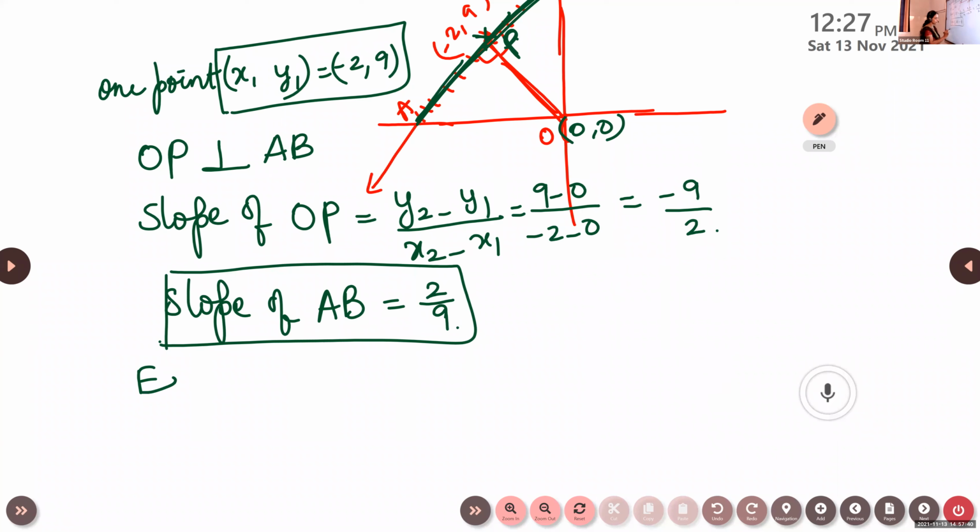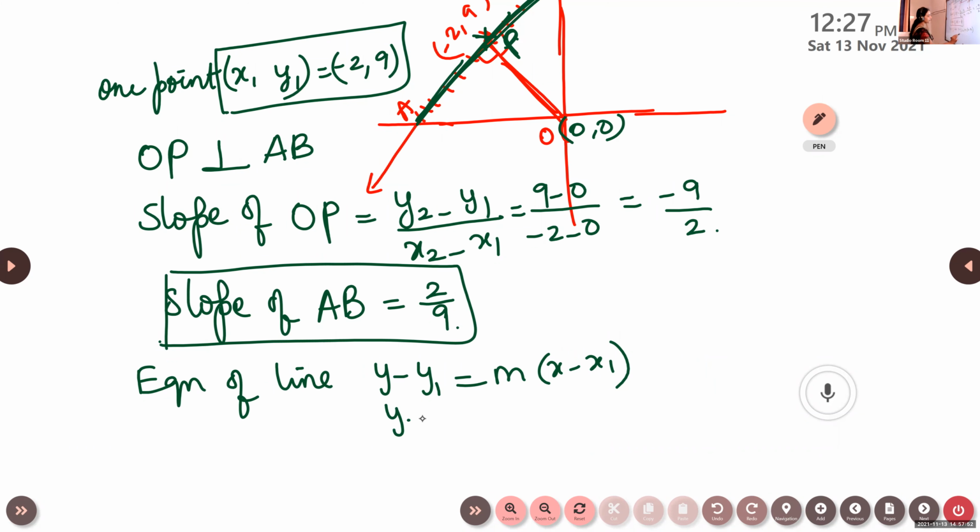So you can write the equation of the line using the formula y minus y1 is equal to m into x minus x1. So y minus, what is y1 here? 9 is equal to 2 by 9 into x minus x1, so it is x plus 2. Now cross multiply, simplify and give the answer.